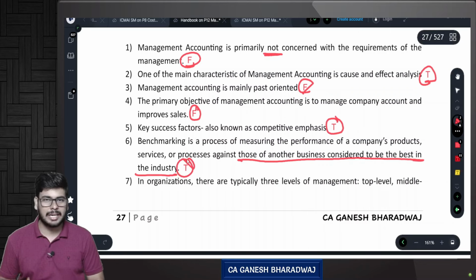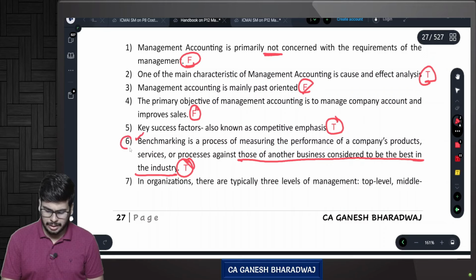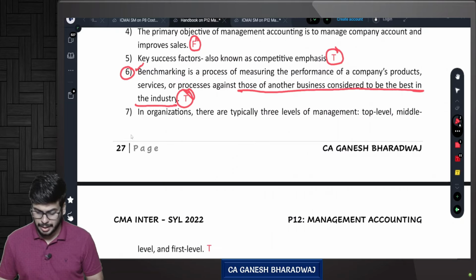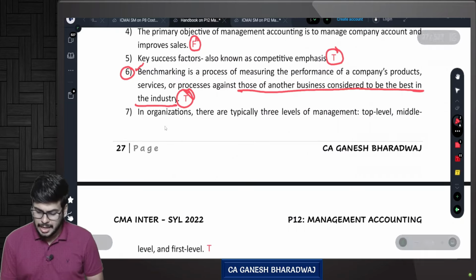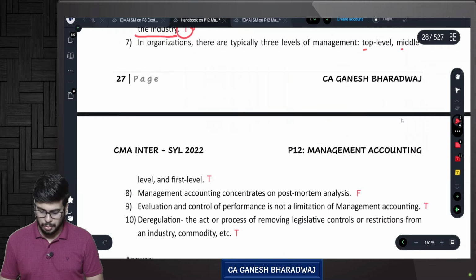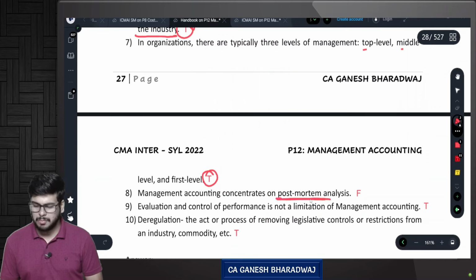We have not seen it technically speaking. I have just copy-pasted all these things from the institute study material. Ideally speaking, in chapter one, this benchmarking was not seen anywhere. Anyways, they have just kept it. We will also do it, I think. It is not mentioned anywhere. Anyways, logically, you can answer. In organizations, there are typically three levels: top, middle, and lower level. First level, yes, true.